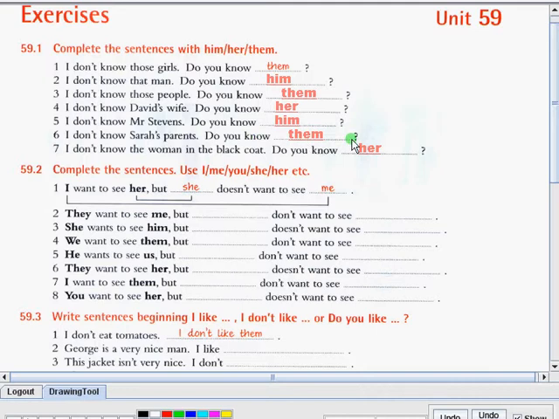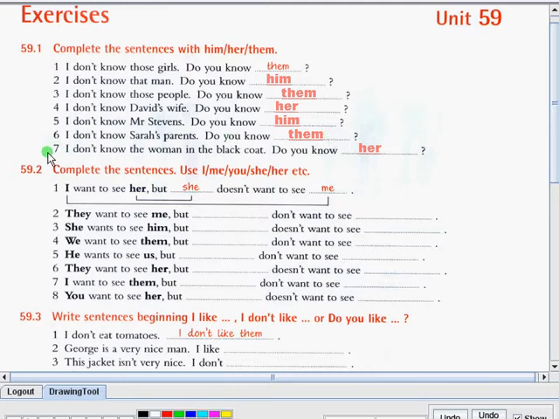6. I don't know Sarah's parents. Do you know them? The subject here is Sarah's parents. Parents, so that means we have to use the object pronoun them because of the word parents. And this is plural, right? So we use them. Do you know them? Do you know Sarah's parents?